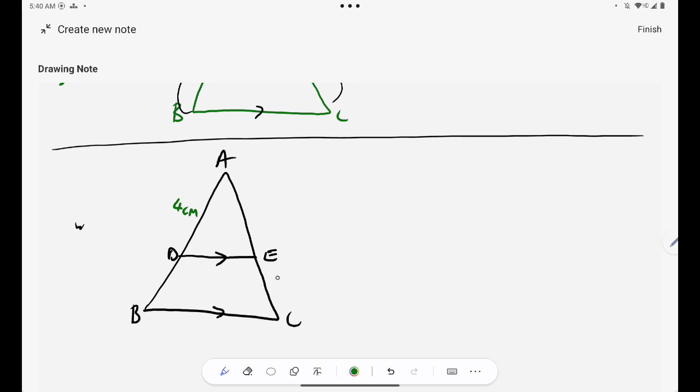And then this one is 4 centimeters, 8 centimeters. Maybe this one is 12 centimeters. Are you together? Maybe the question says find the length of AE. How can you do that?